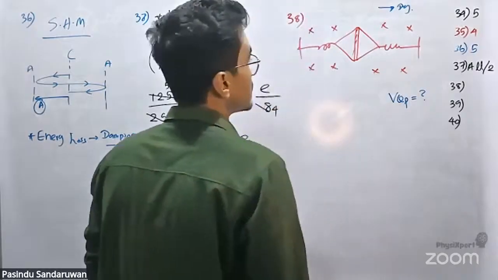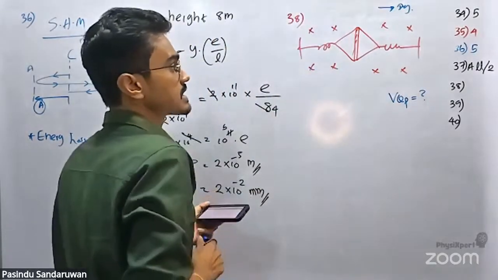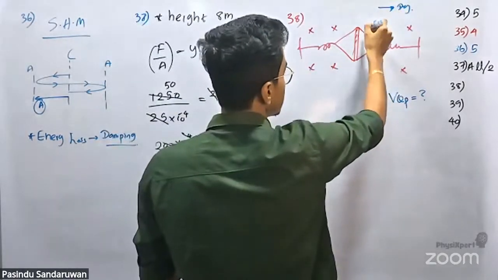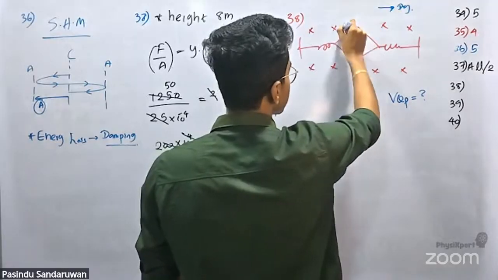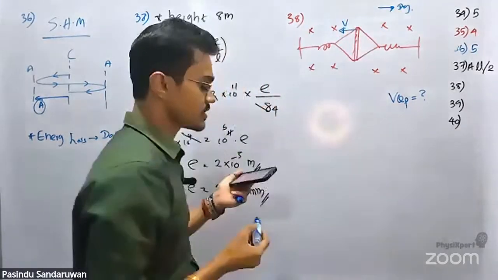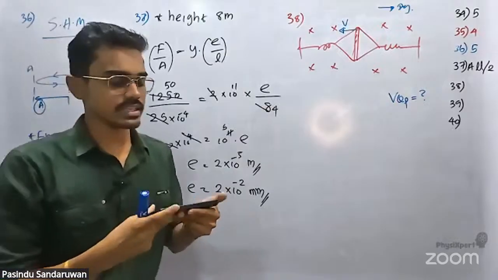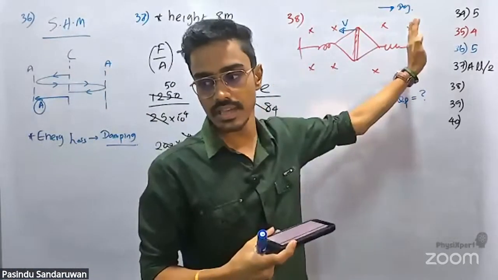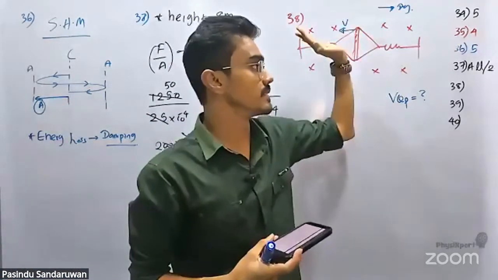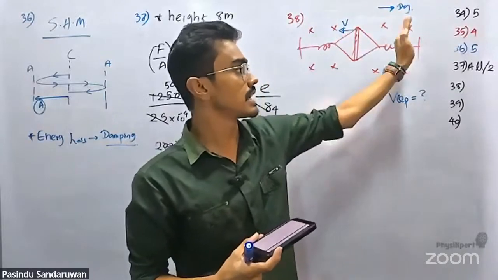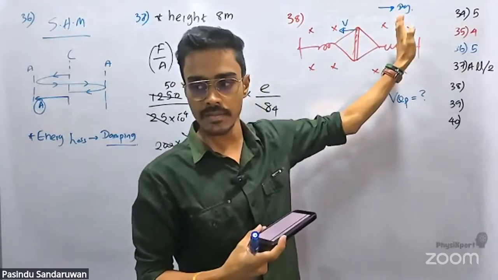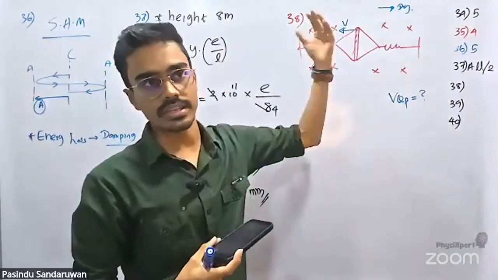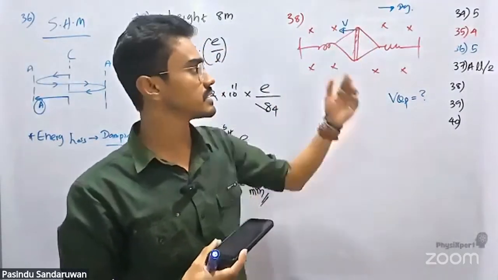Now if it is dragged to this side and released, then the initial direction of motion will be leftwards, because it is dragged to this side and released. Then when the springs are contracted and stretched from this side, it comes back again. So the initial direction of motion is to the left.